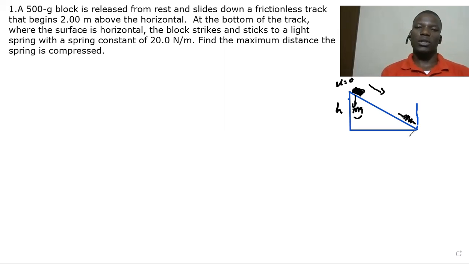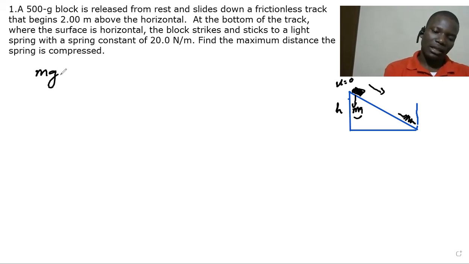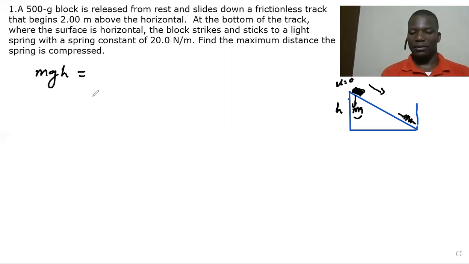So if it's frictionless, the conservation of mechanical energy says the initial mechanical energy should equal the final mechanical energy. In the initial state, we only have the gravitational potential energy, which is given by mass times gravitational acceleration times height. The kinetic energy is 0 because the initial speed is 0, coming from rest. And the elastic potential energy in the initial state is 0 because the change in displacement is not yet there.